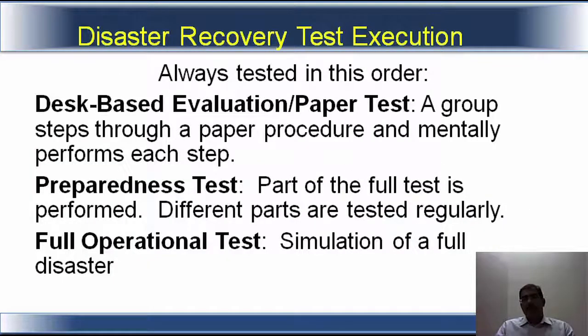Now, a disaster recovery test execution is always tested in the order given in the slide. It's a desk-based evaluation or a paper test. A group steps through the paper procedure and mentally performs each step. Then the second one is the preparedness test. Now, it's a part of the full test which is performed, and different parts are tested regularly. And a full operational test, which is simulation of a full disaster. So mock tests are conducted.